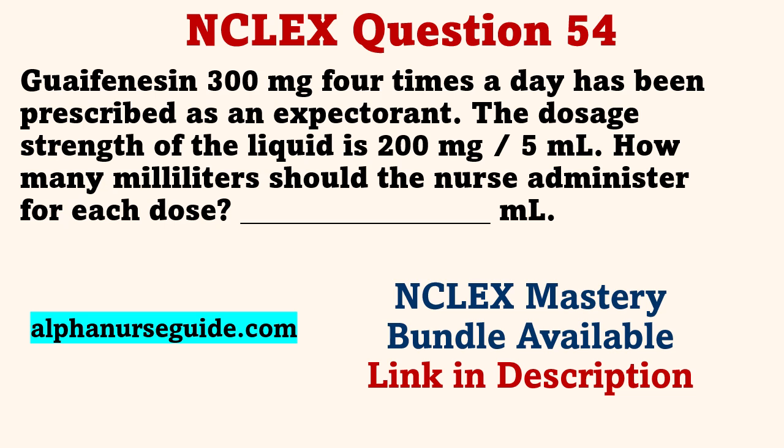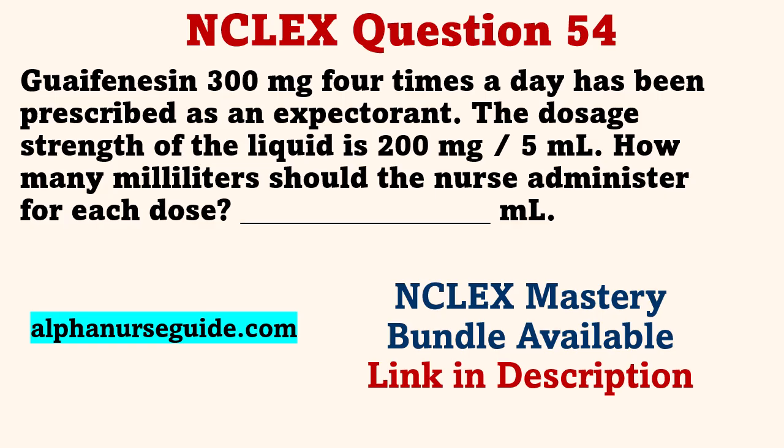Guaifenesin 300 mg 4 times a day has been prescribed as an expectorant. The dosage strength of the liquid is 200 mg per 5 milliliters. How many milliliters should the nurse administer for each dose? Blank milliliters. The correct answer is 7.5 milliliters.